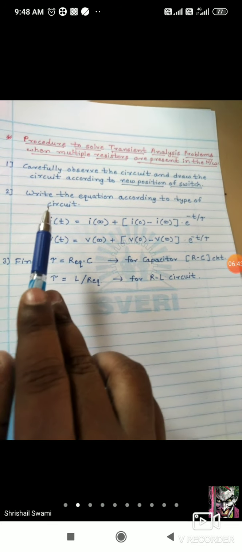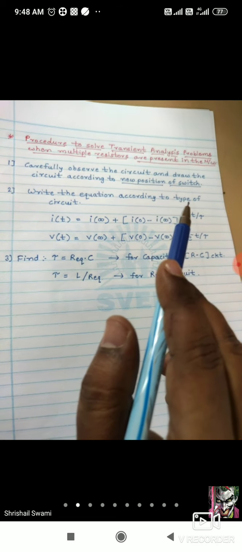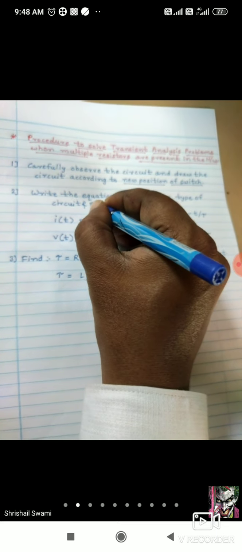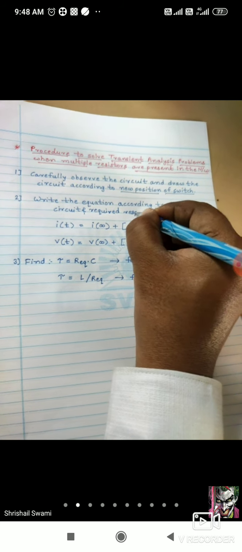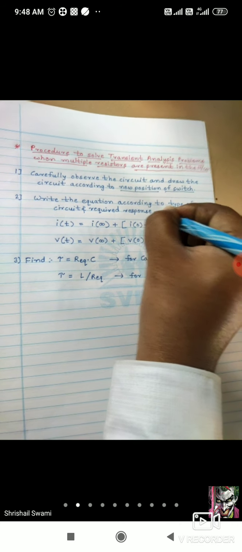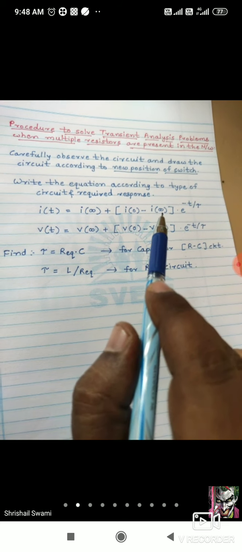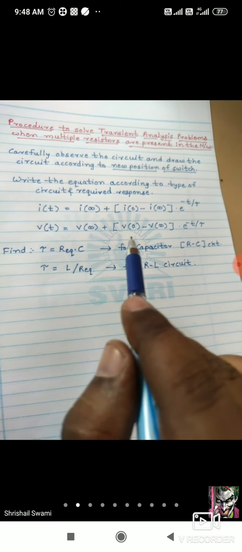Now once again I will repeat. Write the equation according to the type of circuit. That means whichever circuit it is, RL or RC, and which response is required, that is the type of circuit and required response here. Response means either current or voltage. So according to that you can write these two equations. Sometimes we need only one equation, sometimes we need both.